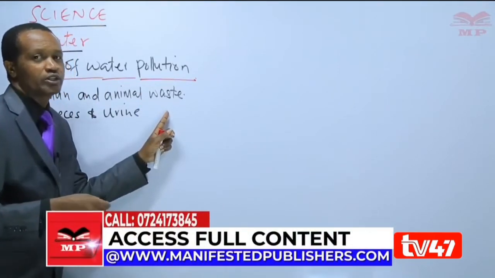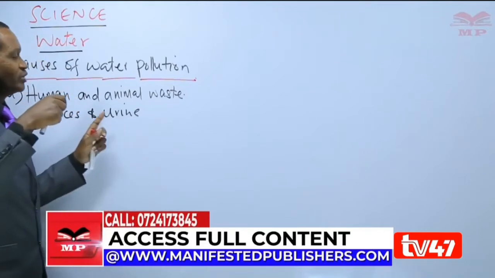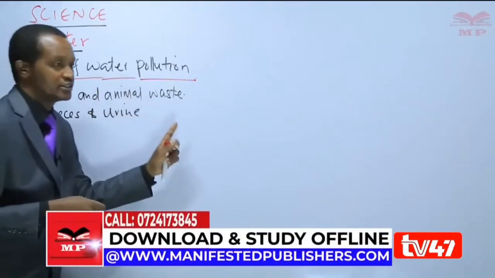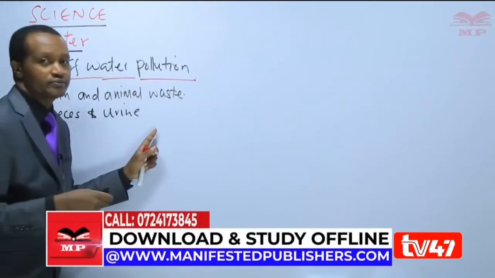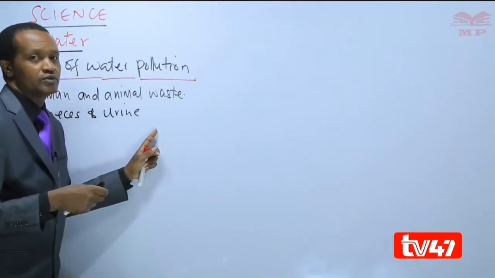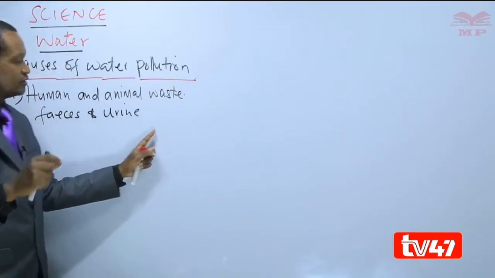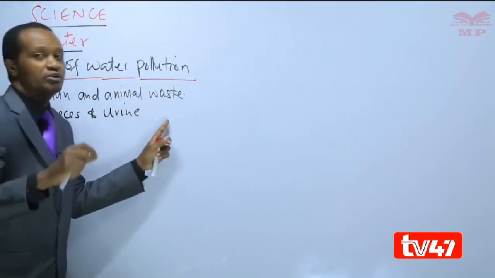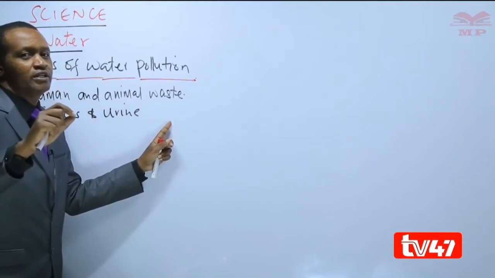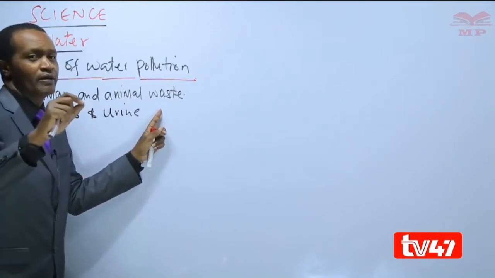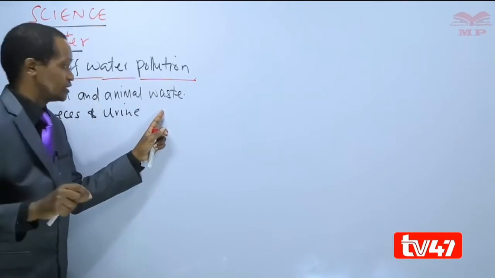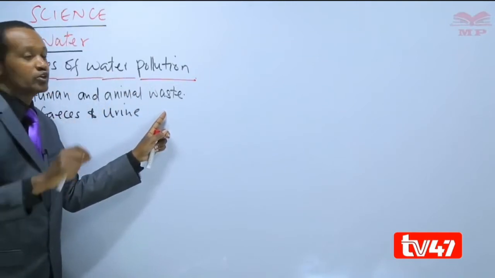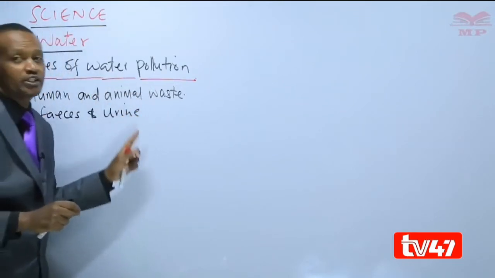All right? So water which is polluted with human waste can lead to diseases such as cholera. Is that clear, learners? Furthermore, water which is polluted by animal waste is also not safe for domestic use.